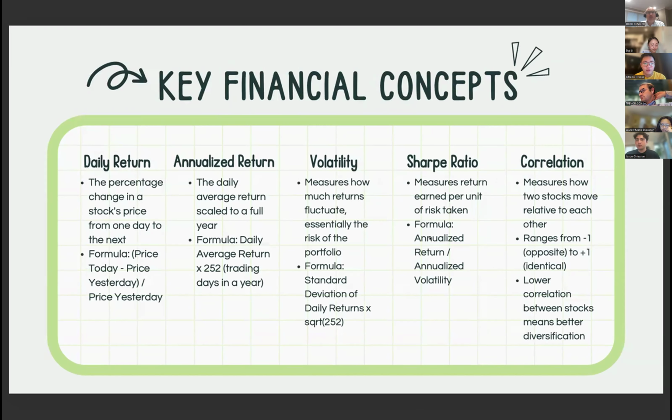Following this is volatility, measuring how much returns fluctuate, and essentially the risk of the portfolio. This shows how much risk this specific portfolio or these types of stocks have in regards to returns and possible risk. This correlates with the Sharpe ratio, which was already briefly discussed by the other group, so I won't go too much into it. It just measures the return earned based on the risk that you're taking, and they mentioned the formula a while ago: annualized return divided by annualized volatility. All of this connects to correlation, which measures how two stocks move relative to one another.